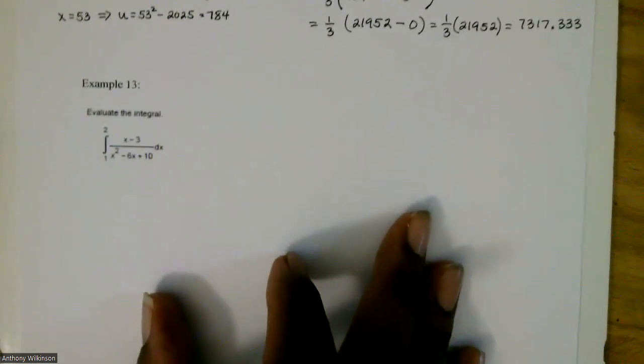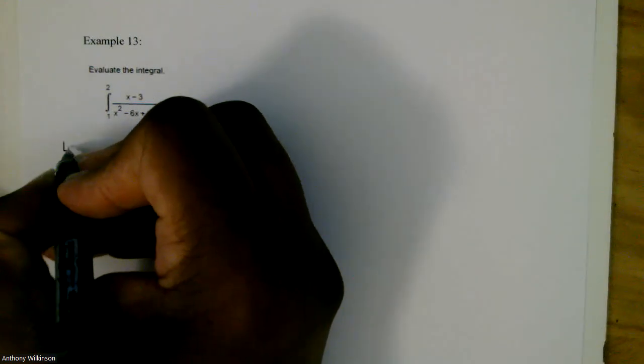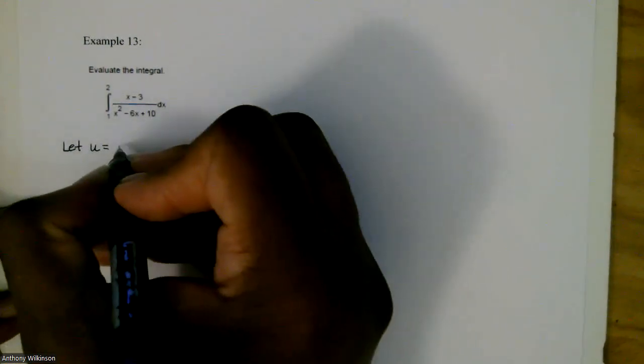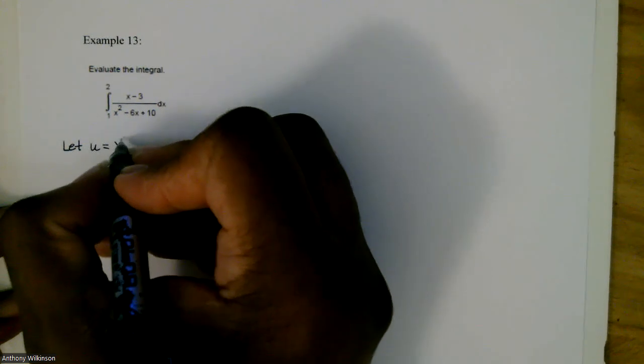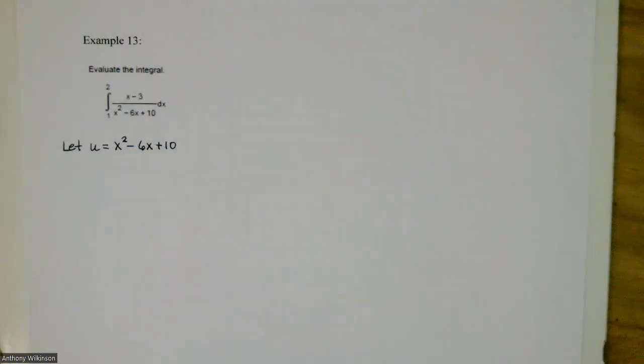All right, number 13, example 13. Here we're going to evaluate the integral from 1 to 2 of x minus 3 divided by x squared minus 6x plus 10 dx. Okay. In this case here, we need to use an appropriate u substitution. So I'm going to let u equal x squared minus 6x plus 10.